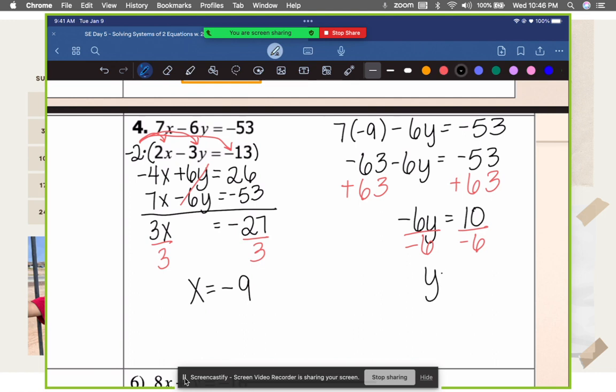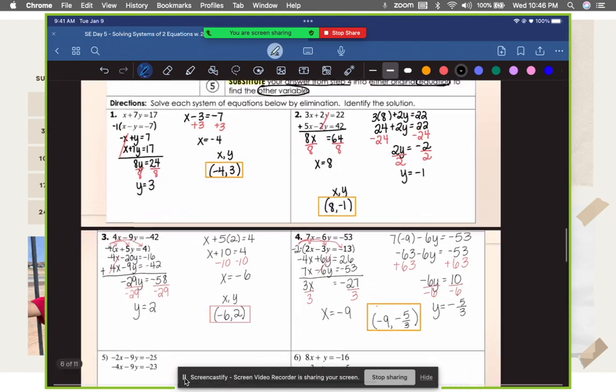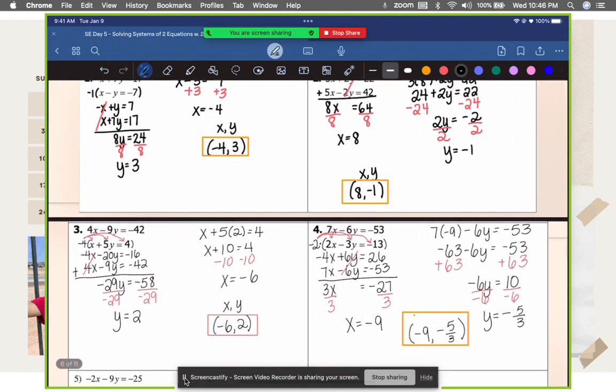Now, it's 100% okay for us to get a fraction. You, of course, have to simplify the fraction. So I'm going to divide both by 2. It'll leave me with negative 5/3. Don't forget to, of course, write this as a point and box your answer because we all have great math manners here.